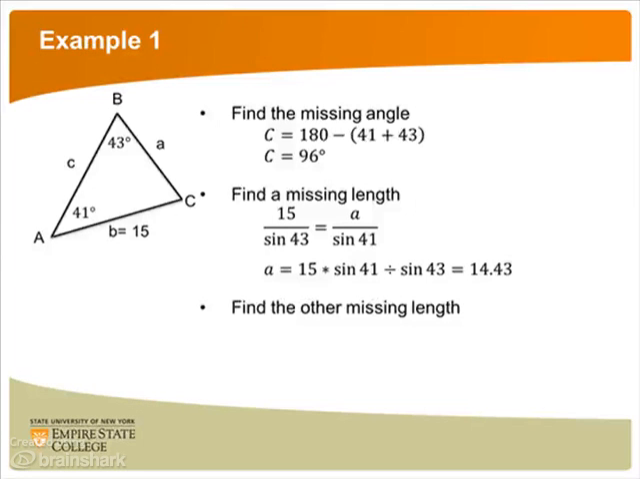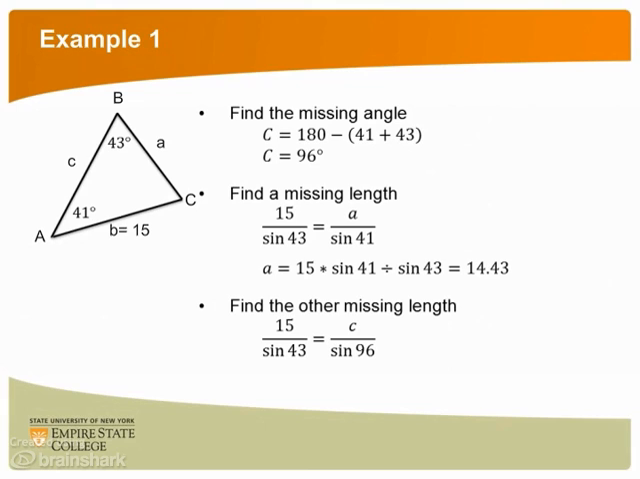Now we can find our other missing length. Exactly as before, we set up our ratios. We use the original given information of 15 over sine of 43 and set that equal to little c over the sine of 96 degrees. Cross multiply and divide. We find that little c equals 21.87. Note that this is the longest side, and it is opposite the longest angle. This will always be the case. The bigger the angle, the bigger the side opposite it. Let's look at another example.